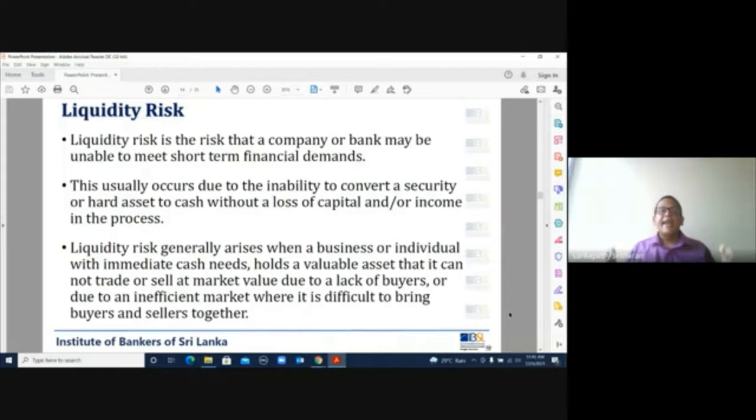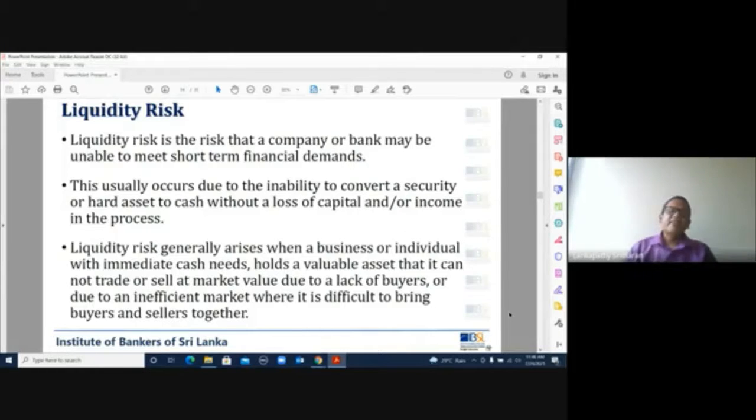In the bank, as per the central bank regulations, all the banks should have minimum liquid assets. Minimum 20% of liquid assets they should keep in their balance sheet. Those liquid assets may be treasury bills, treasury bonds, Sri Lankan development bonds, cash in hand, and some commercial paper, some bills. I'm not sure about commercial paper. Some bills also come under that. So they are having 20% of liquid assets as per the regulations.